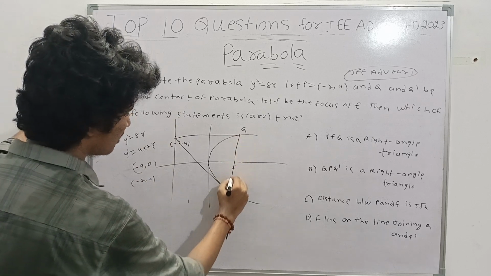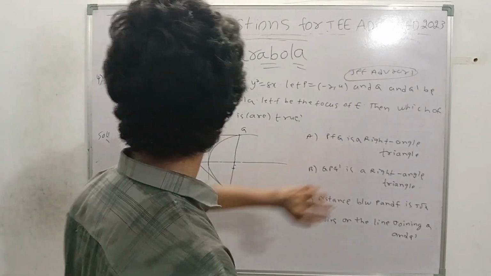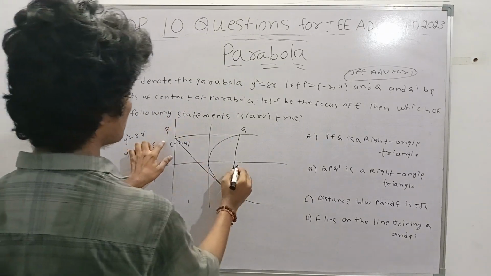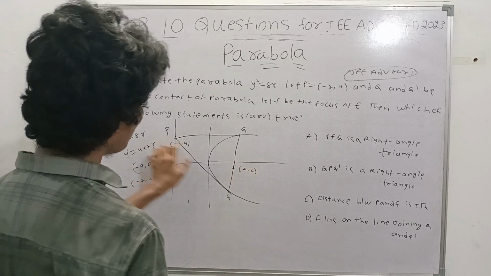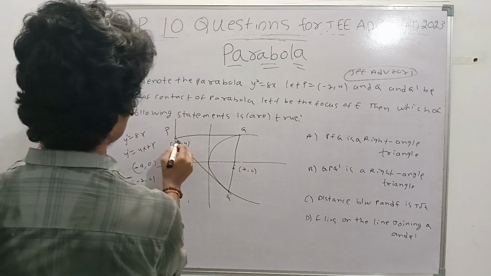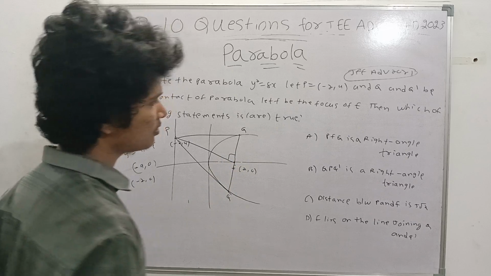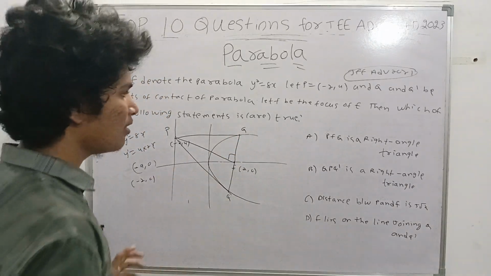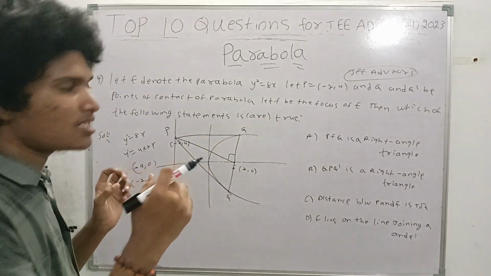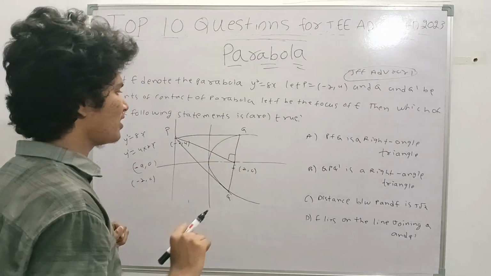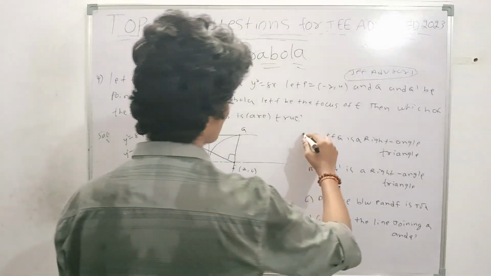Now the complete diagram is completed. This is P, this is F, and what is F coordinate? A comma 0, that is 2 comma 0. They are saying P F Q dash is a right angle triangle. Why is it like that? Because the portion generated between the directrix and the point of contact will subtend the right angle at the focus. This is a property of parabola, so it is correct.